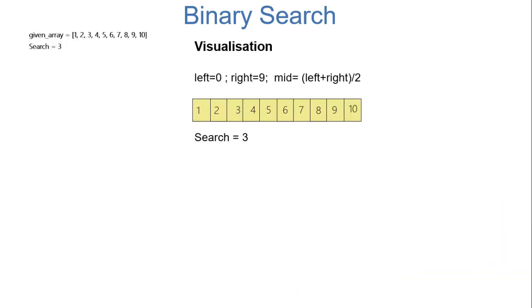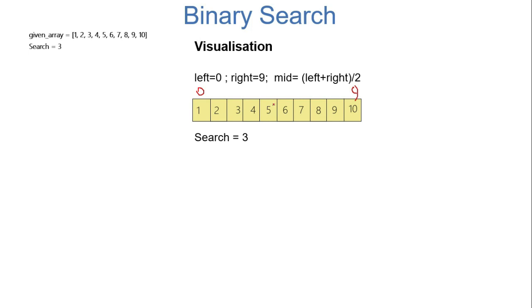Let's see an example. We have a given array here, 1, 2, up to 10, and the element to search is 3. We can understand from the given array that the elements are in order. Because of that, the best technique to use is binary search. Let's see the visualization. All the elements in the given array occupy a certain index. The values start from 1 up to 10, so they occupy index 0 up to index 9.